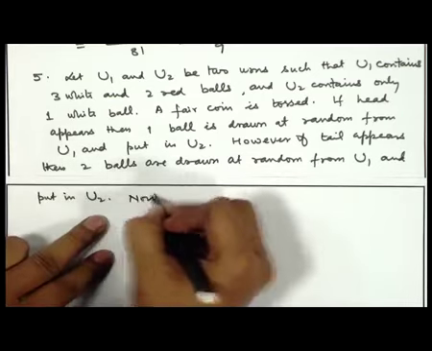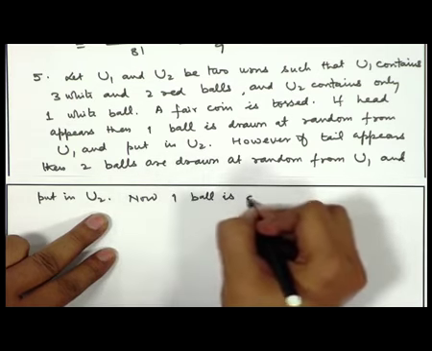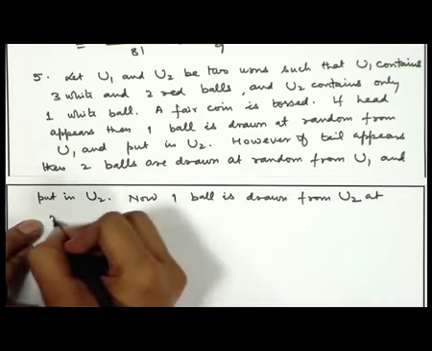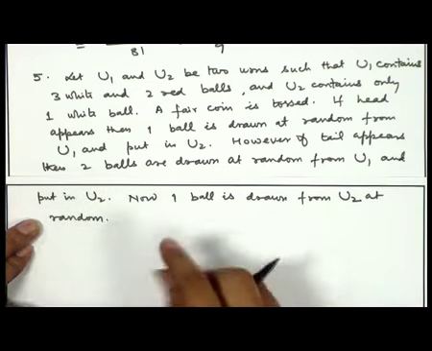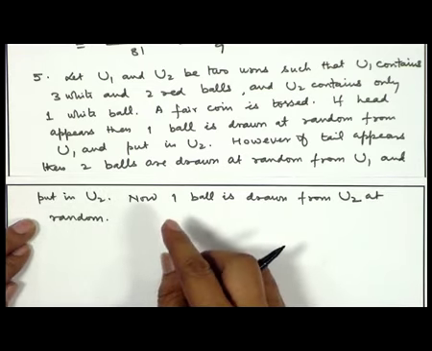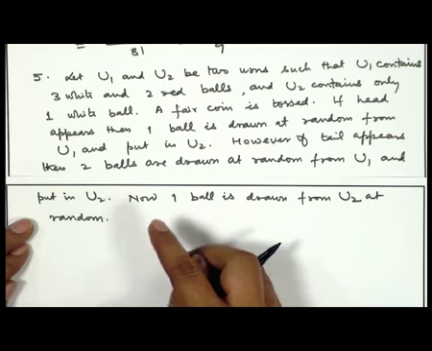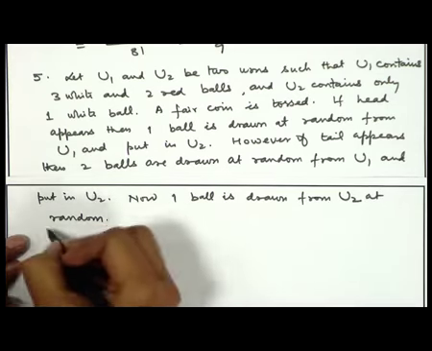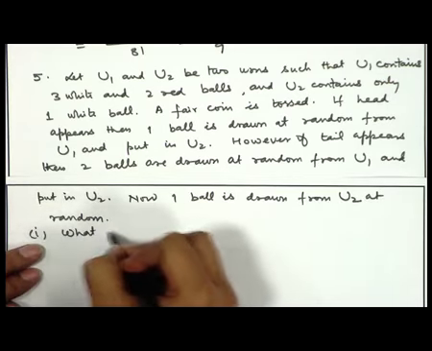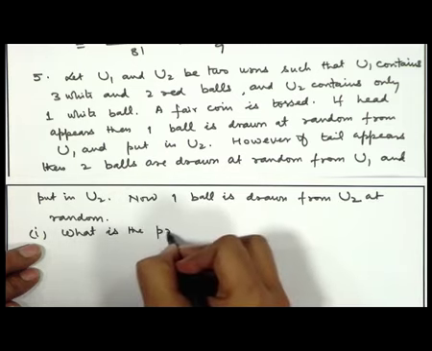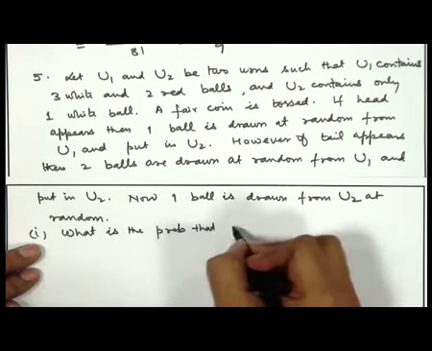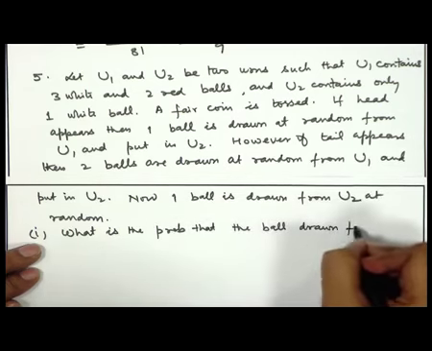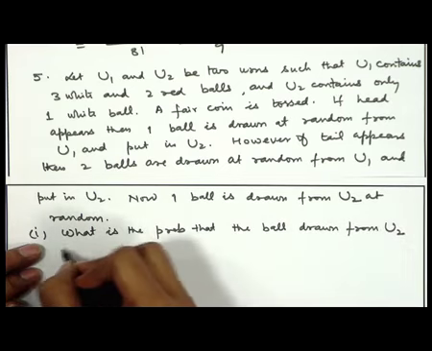Now, 1 ball is drawn from U2 at random. That means, actually U2 may have either 2 balls or it may have 3 balls. From that we are selecting 1 ball at random. What is the probability that the ball drawn from U2 is white?